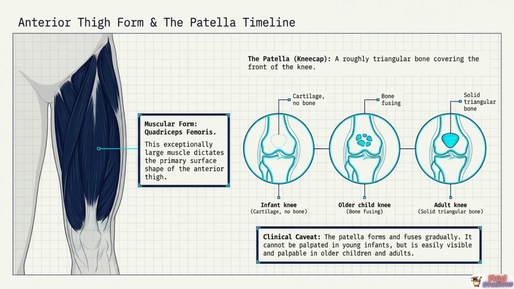The patella is a sesamoid bone, a bone embedded within the quadriceps tendon, and it covers the front of the knee joint. But here is a fascinating clinical caveat most students don't know. The patella follows a developmental timeline. In a newborn infant, the patella is entirely cartilaginous, no bone at all, and cannot be palpated as bone. As the child grows through early childhood, the cartilage progressively ossifies through multiple ossification centers. By adolescence and adulthood, it becomes a solid triangular bone, clearly visible as the bony prominence on the front of the knee, and easily palpable in virtually all adults, regardless of body habitus.